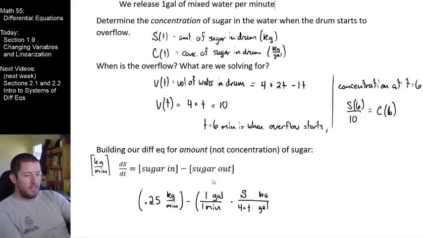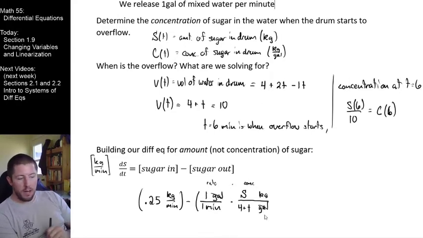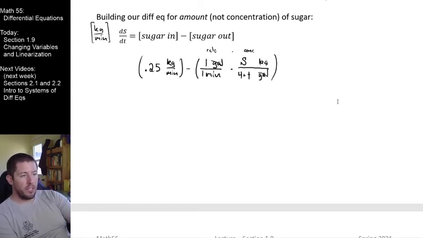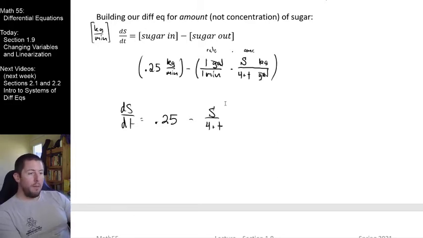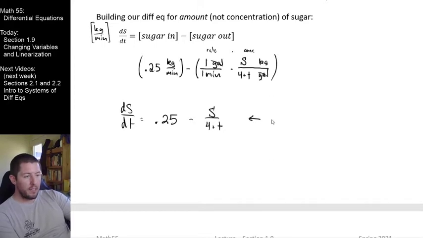So that's our rate times concentration right here, right? And that's going to do us this job of our gallons and gallons are going to cancel. And that's going to leave us with a differential equation that's just in terms of S and T. This is where I'm going to drop my units so I can start just doing math. So here's our differential equation, right? So I think that technically we can do this right here. It seems to me like this is linear in S.